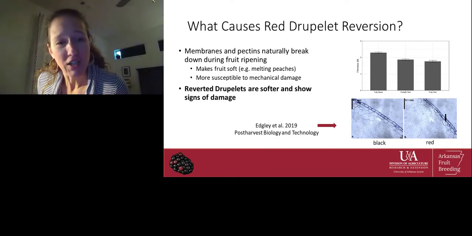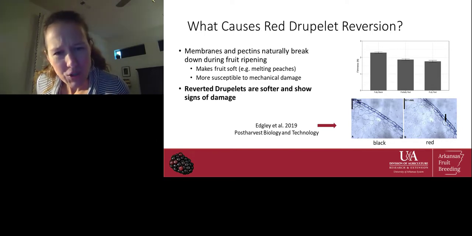And Max Edgley has done a number of studies on this. He's shown here that you see cell membranes that are quite intact in this close-up picture of a black drupelet, and here in the red drupelet you have a lot of broken down membranes.